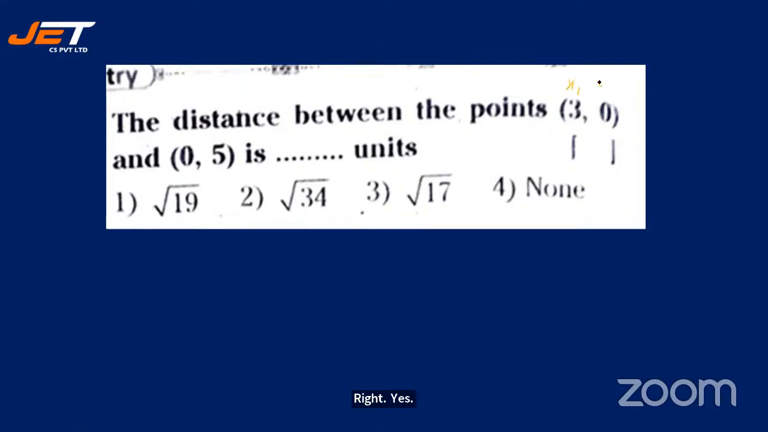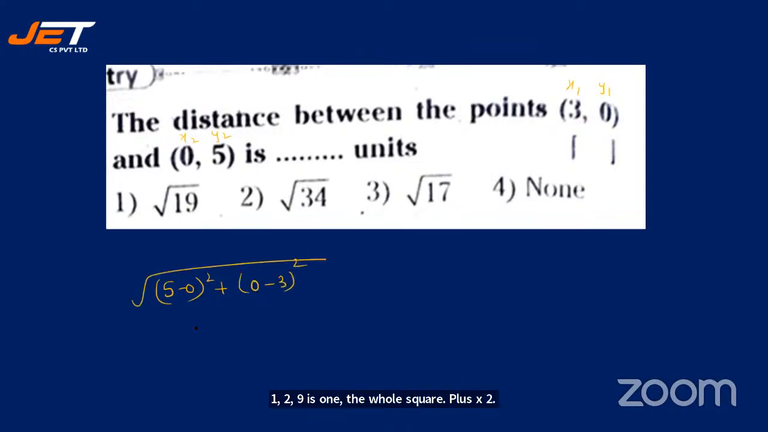So this should be x1, y1, x2, y2. So y2 minus y1 the whole square plus x2 minus x1 the whole square. So 25 plus 9. So 34 units. Let's see, the correct answer is that.